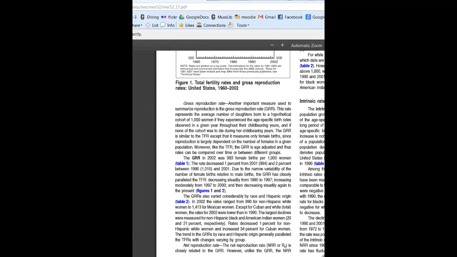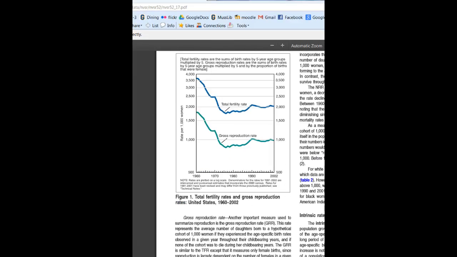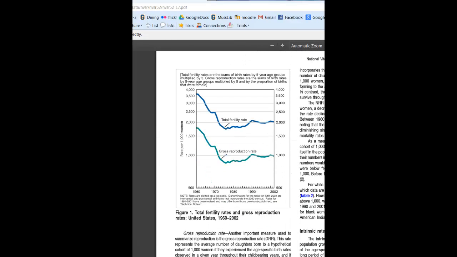I have a couple of examples up here, and I need to scroll a little bit so that it all fits inside. There we go. This is just a graph of the total fertility rate and the gross reproduction rate in 1960 through 2002 in the United States. They mirror each other, obviously, because the gross reproduction rate is essentially half of the total fertility rate. If you see these diverge, that's because you're getting a very weird sex ratio at birth happening somewhere or another.